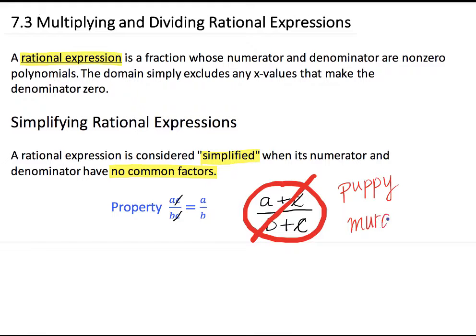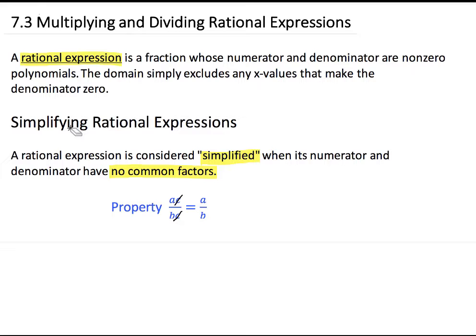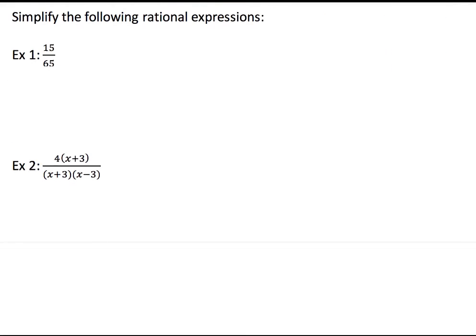Yeah, it's terrible. I know, horrible. You never want to do it. Who wants to kill a cute little puppy? So please don't ever make this mistake. You cannot cancel out terms when you're adding or subtracting, only when you're multiplying. So let's simplify some of these rational expressions.